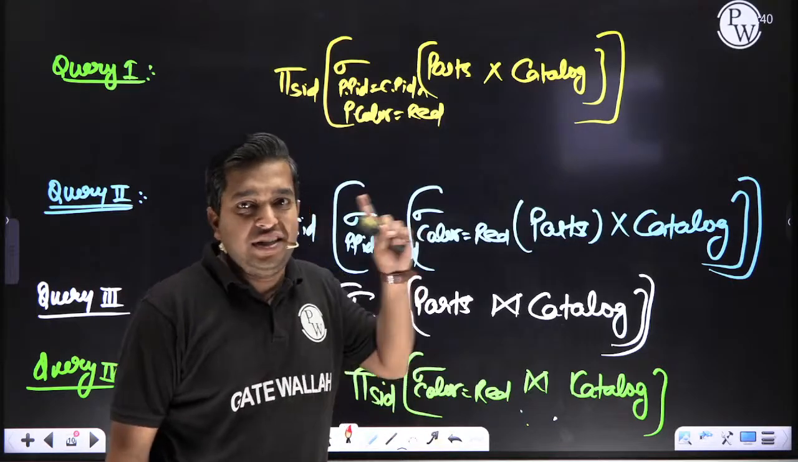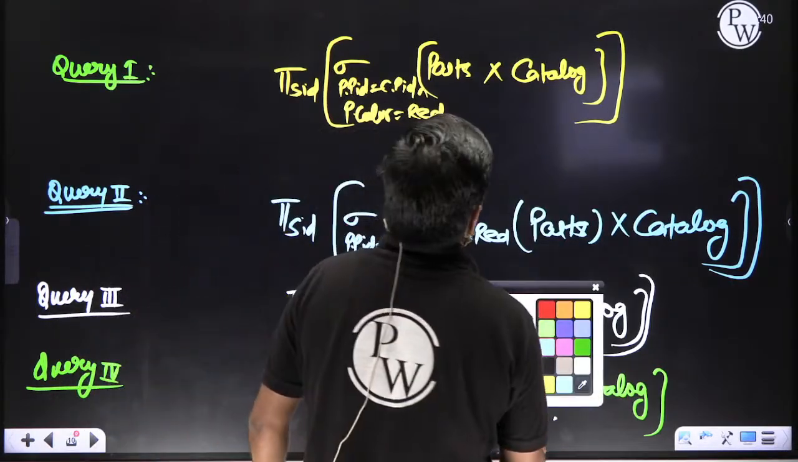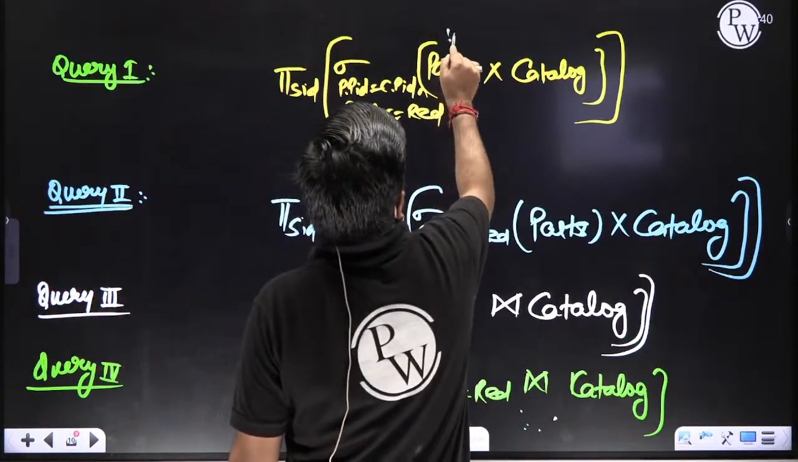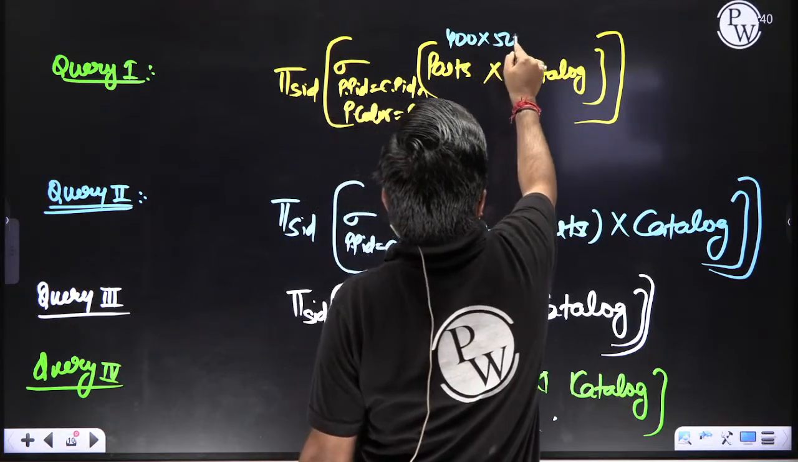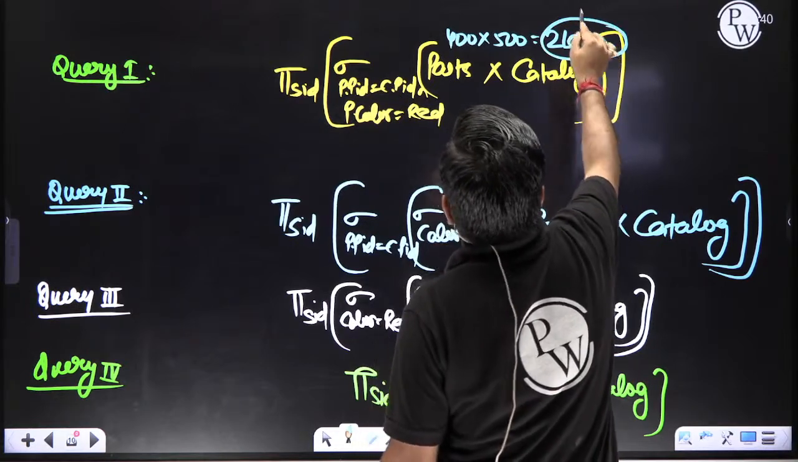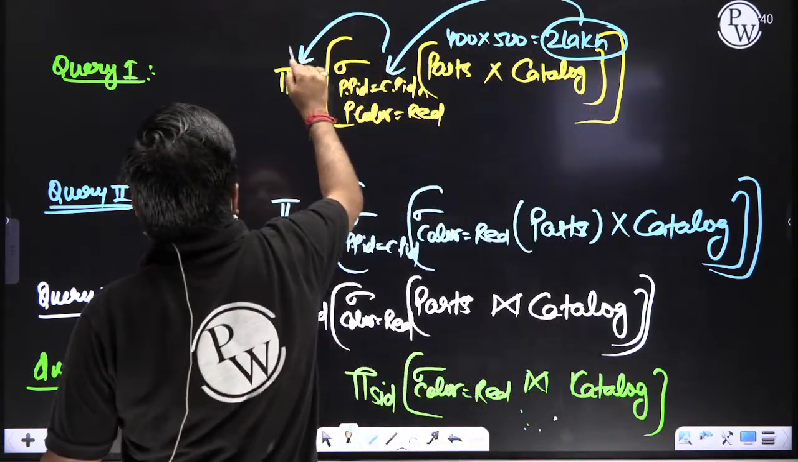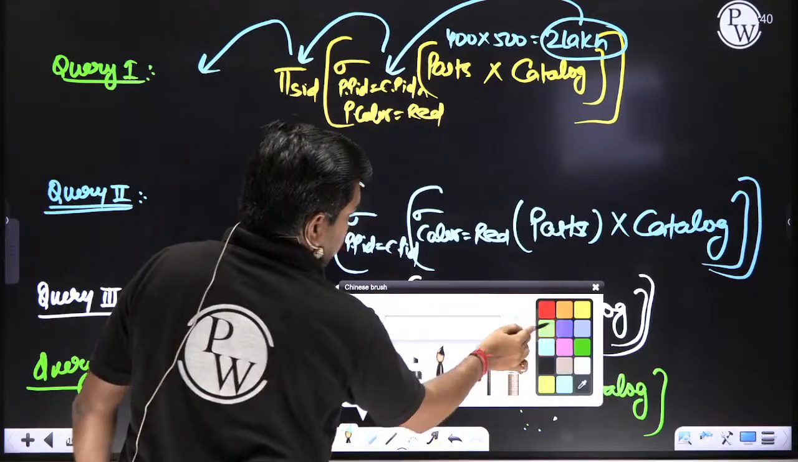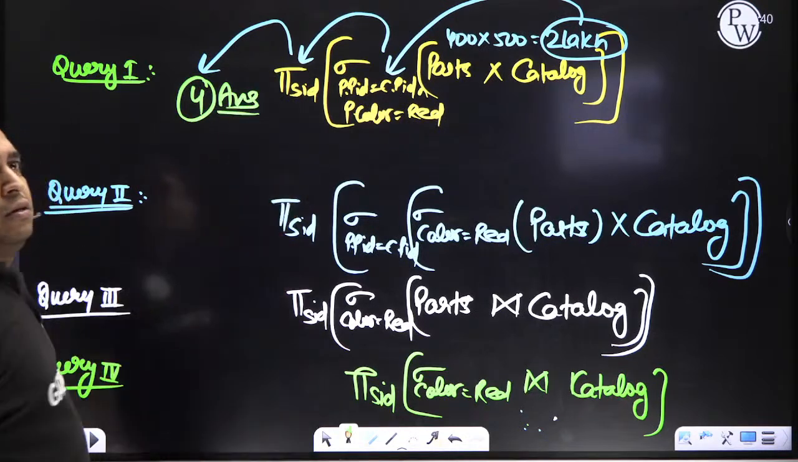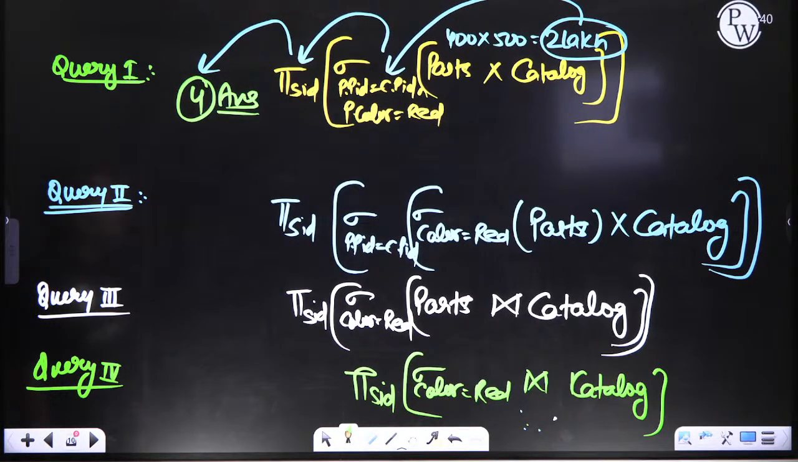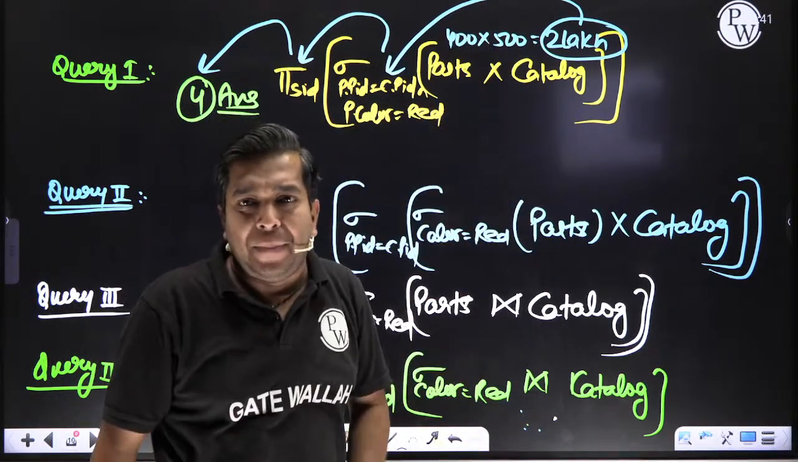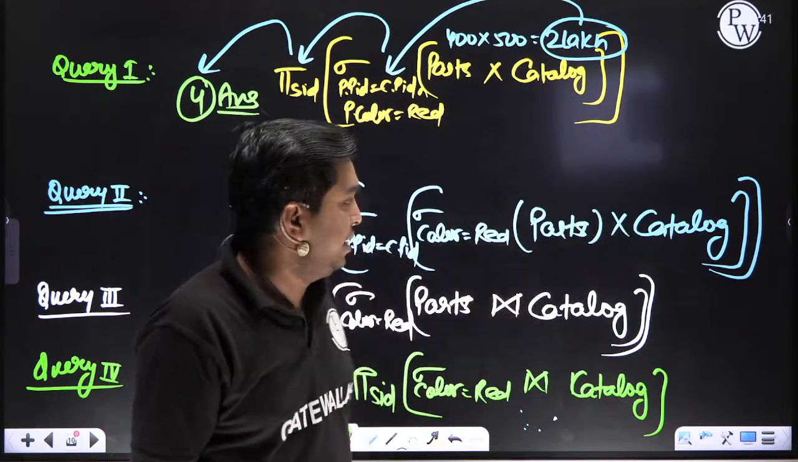Now we evaluate each and every query and let's see what is happening. Here, in the parts table we have 400 tuples, and in catalog 500. 400 into 500, how many tuples will you get? First of all, in the cross product, 2 lakh tuples will come. Then you will get 4 as the answer, my dear. But the calculation happens between 2 lakh tuples. Clear? Next.